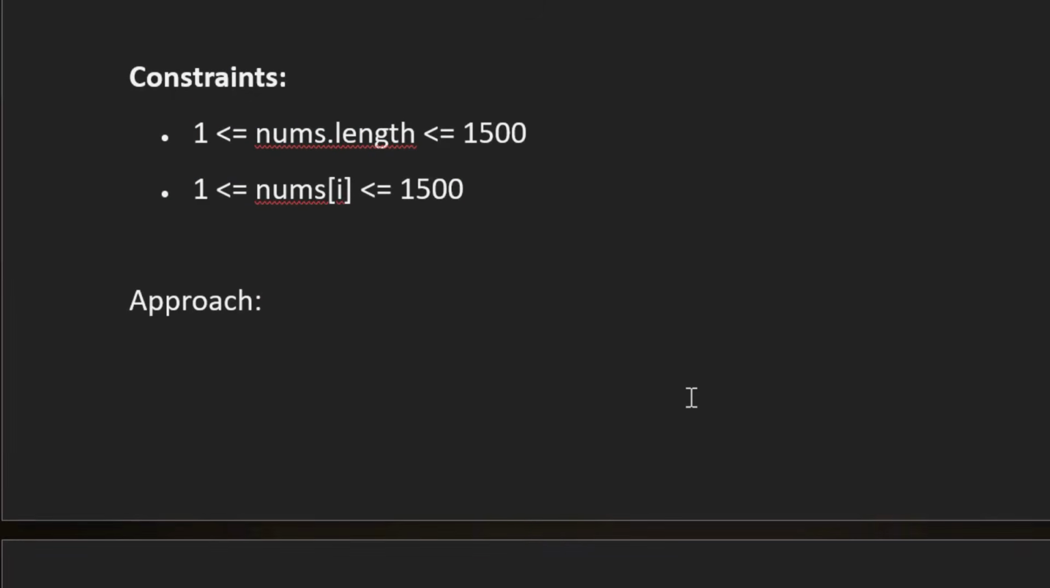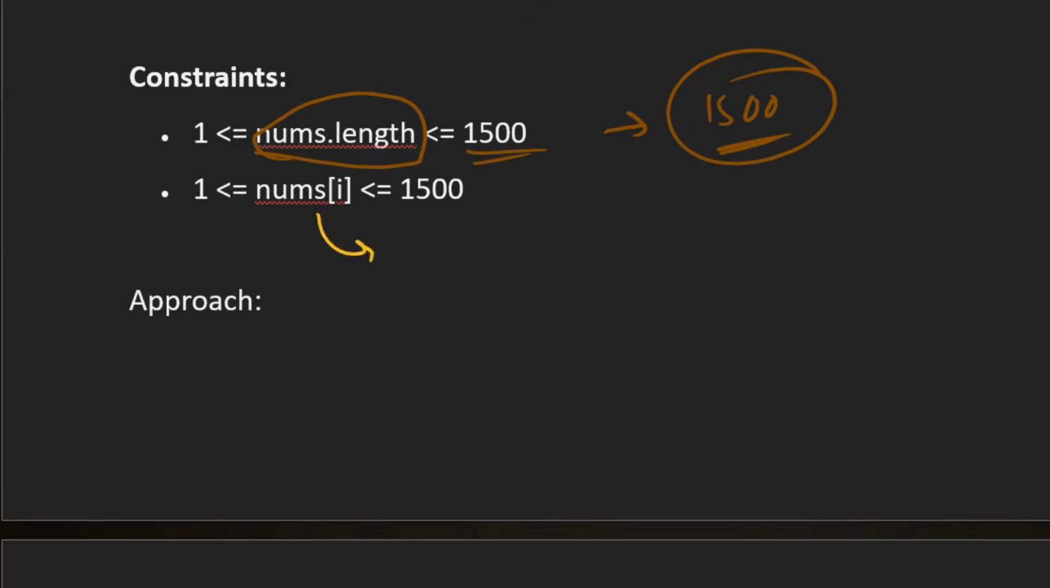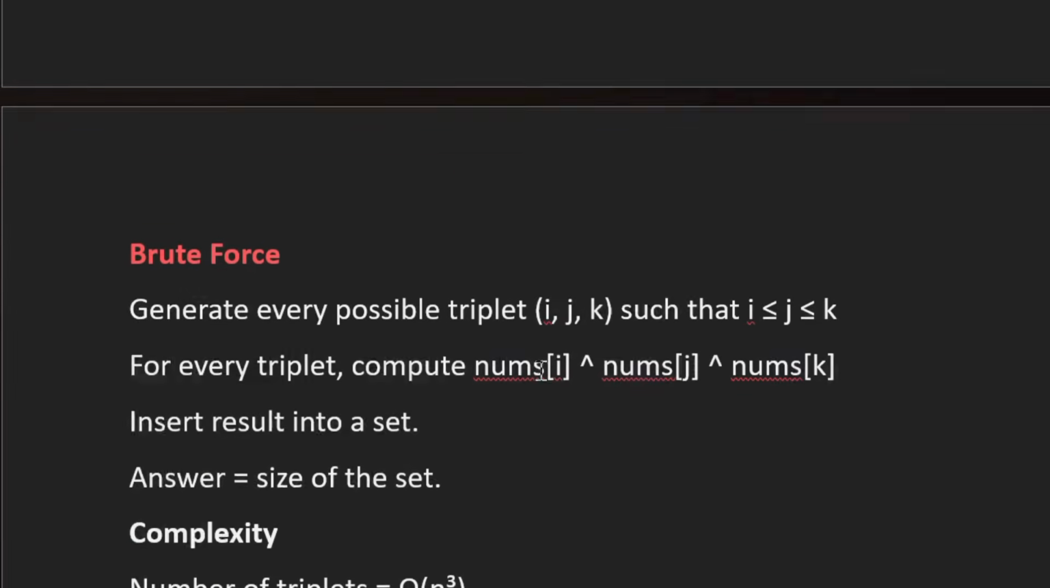So let's see the constraints. Here nums.length is at most 1500. That means we can have up to 1500 elements present in the nums array, and each element in the nums array can be from 1 to 1500. So these are the constraints given for this question. Let's move to the approach part.